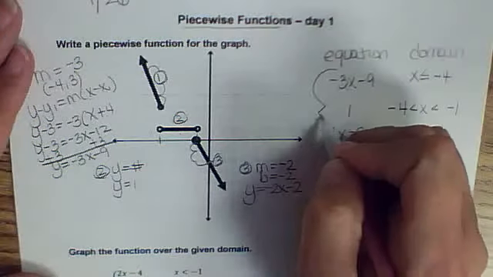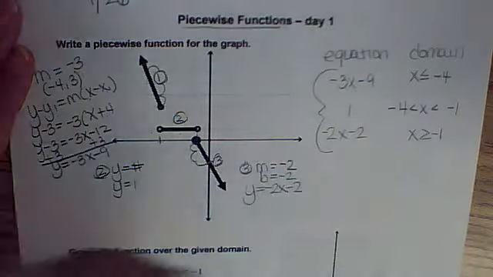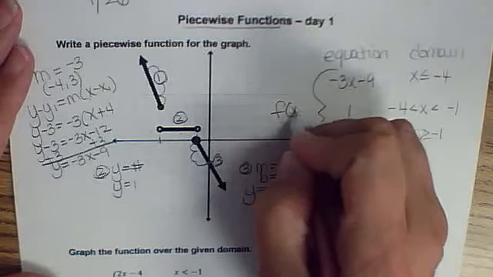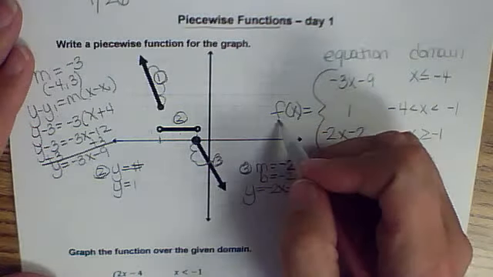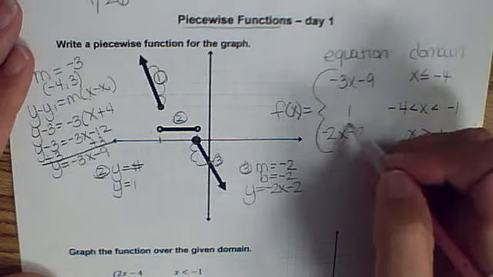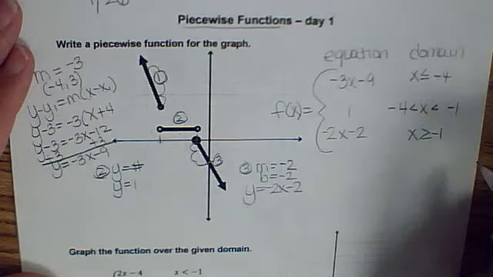The last thing we do is we group all those together with a big bracket, and we write f of x equals. F of x and y equals are the same thing. This is just the function notation. The bracket just groups all three of those together and our domains that go with it.